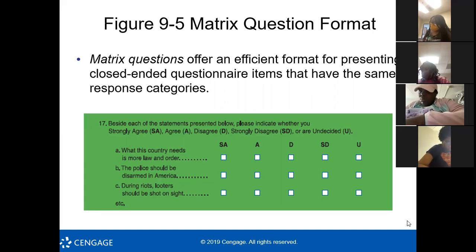And the big thing with the matrix, Latasia, is that the category of answers are the same. The answers are going to be the same throughout. Strongly agree, agree, disagree, strongly disagree, undecided. So for every question, there may be 20 questions like this, and those are your choices all throughout.